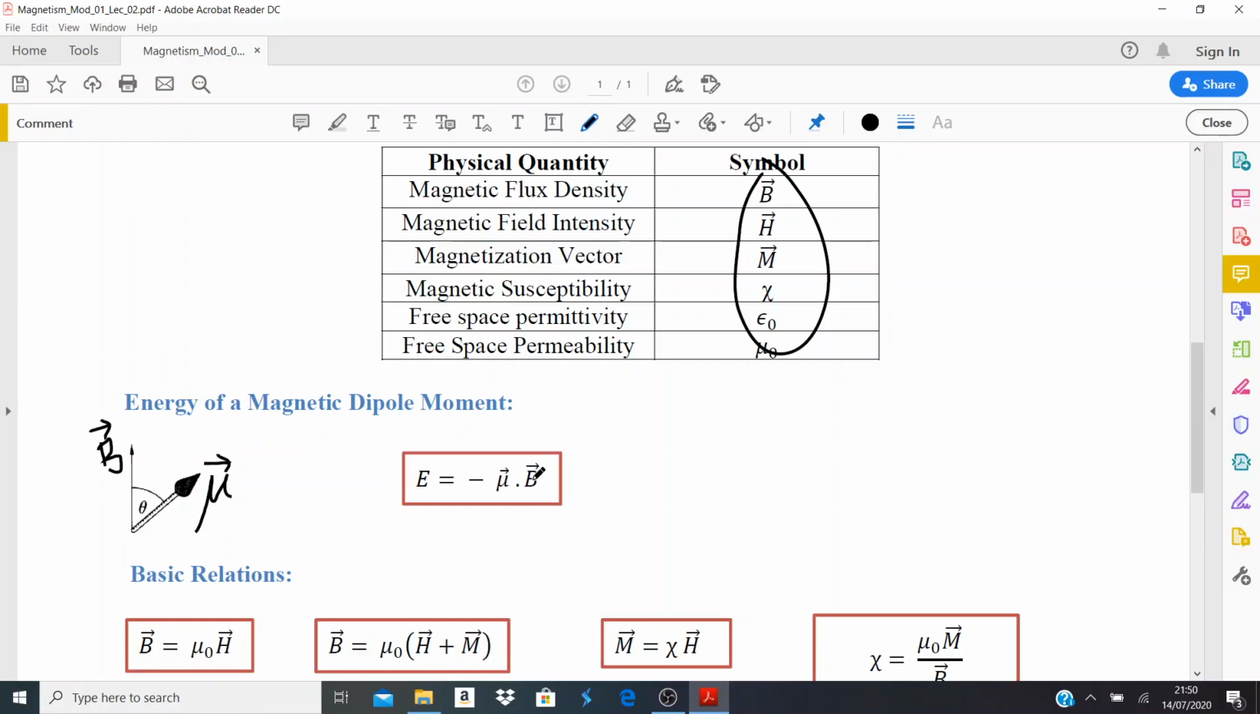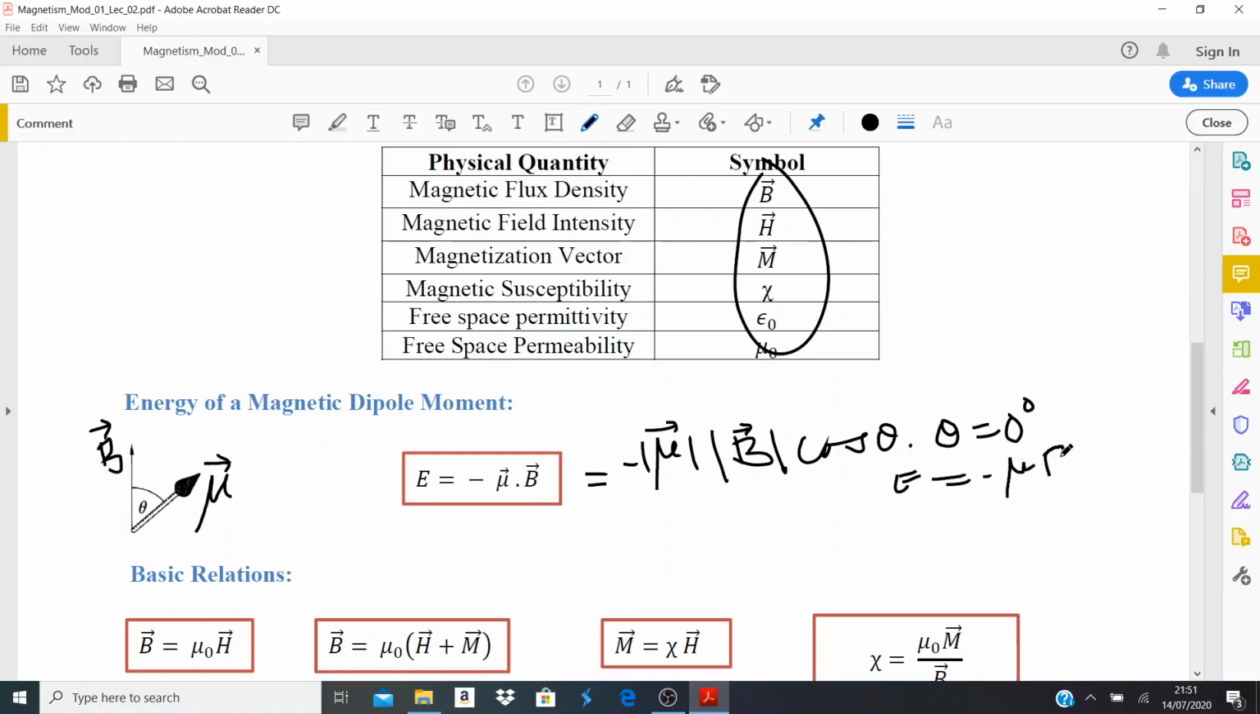Now, if you expand this dot product, you are going to get something like this. Minus mu is the magnitude of the dipole moment, so we need the magnitude, and we need the magnitude also of the magnetic field, and then cosine of the angle between these two. Now, when the magnetic moment is aligned with the magnetic field, in that case theta is equal to 0 degrees. Then the energy is minus mu times B.